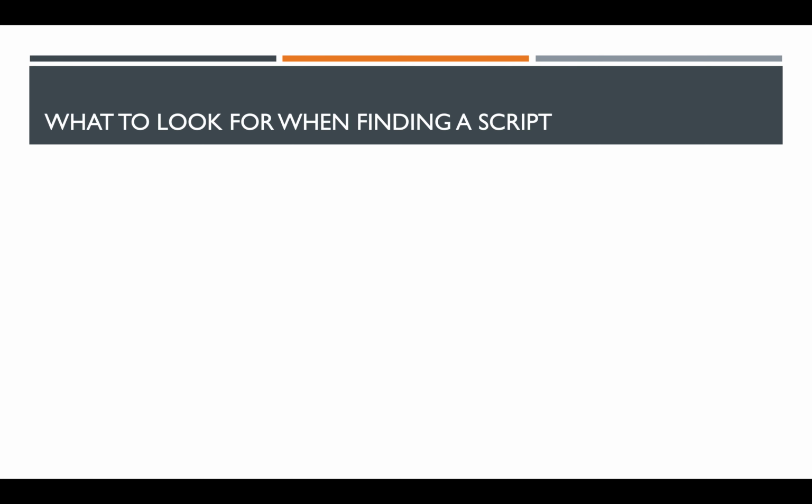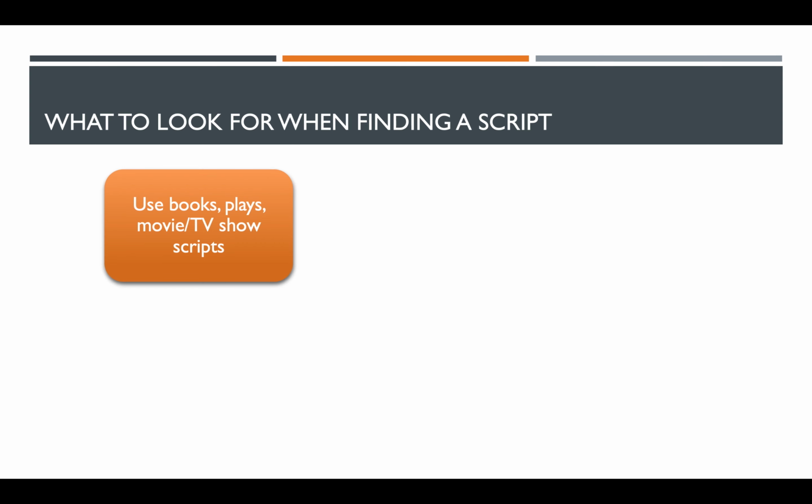So, what are some things that we can look for when finding our HI? First, you're allowed to use books, movies, TV shows, plays, those scripts when finding a script. Anything that is published and in print is legal to use.